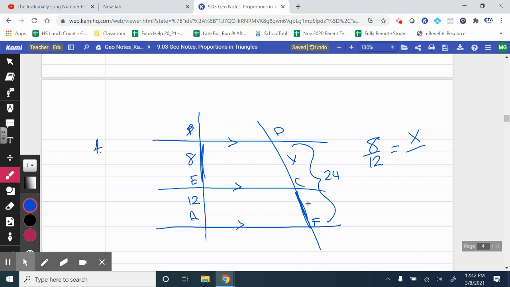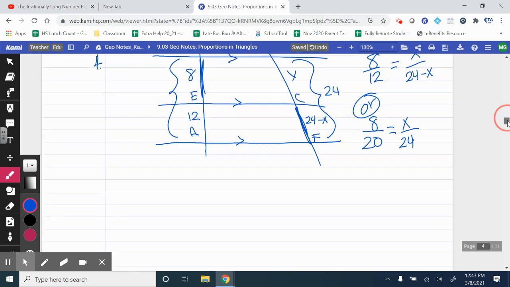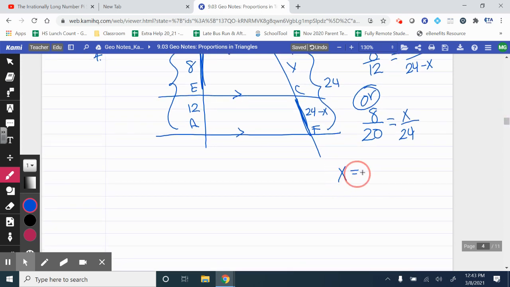Now, how do I find this piece? Well, if the whole thing's 24, I can do 24 minus X. Or another proportion, you could do 8 over the entire side like you could with similar triangles. 8 over 20 would equal X over 24. Either proportion would work here. Pause your video and cross multiply, solve for X. All right, so here you should have gotten X equals 9.6 for this one.